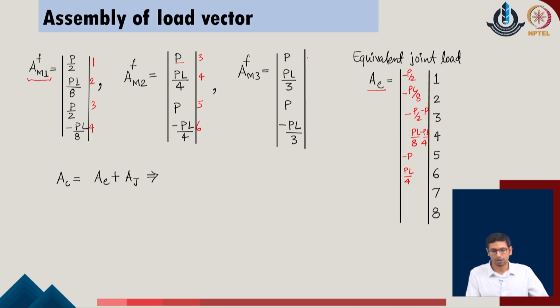Similarly, finally, I move to member 3, which is going to give me the corresponding contributions for the degrees of freedom 5, 6, 7 and 8 in the given problem. And if I add that again with the negative sign, I get minus P, minus PL upon 3, minus of P and PL upon 3 in the given system.